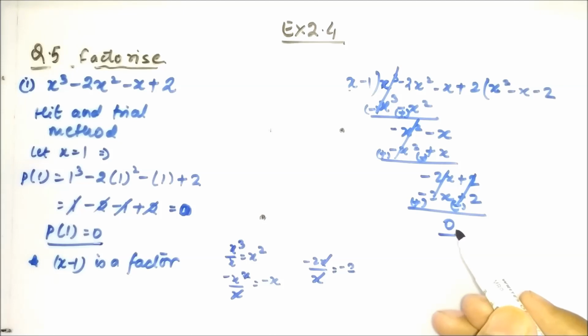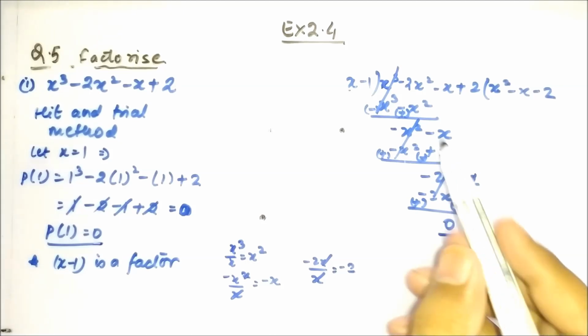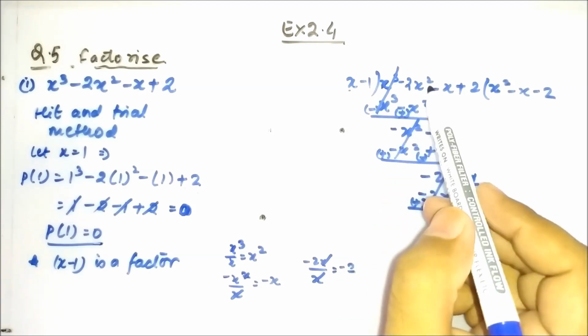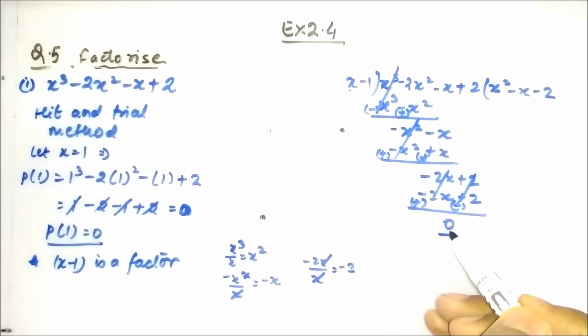If the remainder is not coming 0, there is something wrong that you have done, because we know that x minus 1 is a factor of this. If it is a factor, we have to get the remainder as 0.